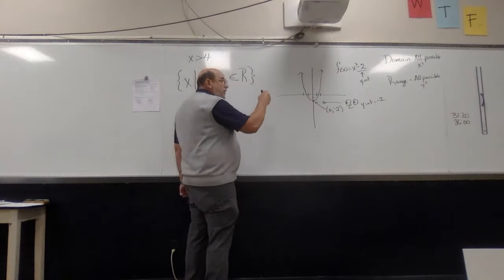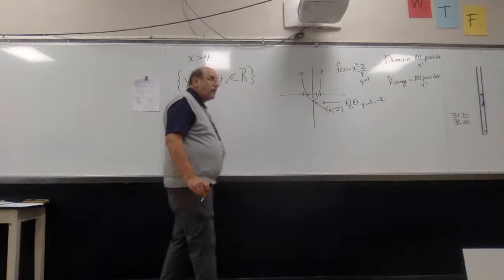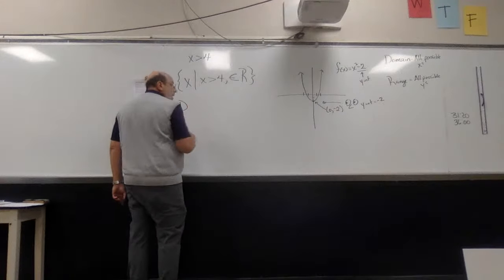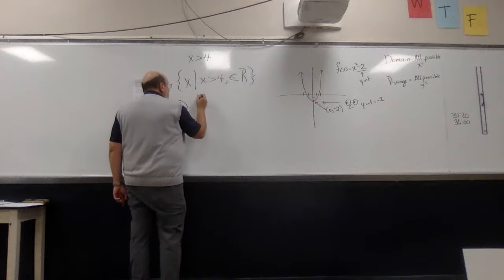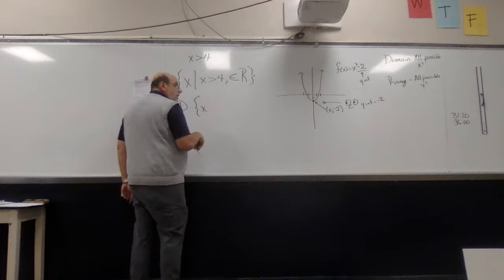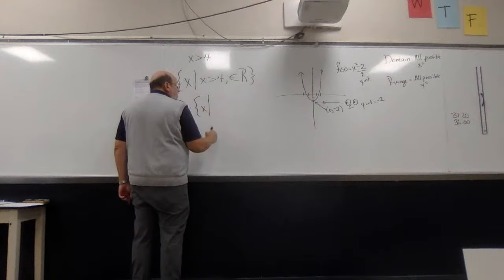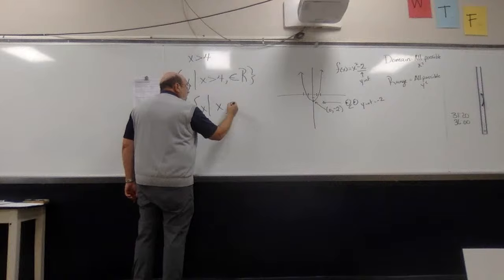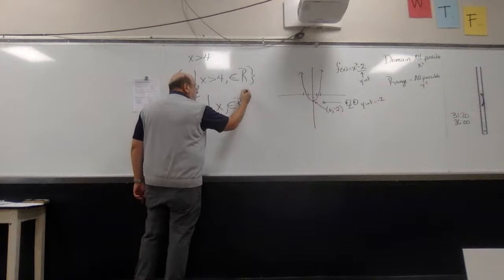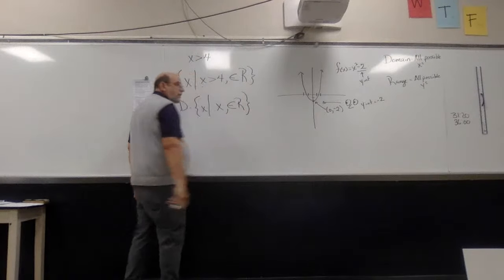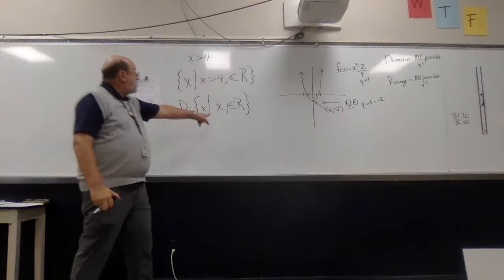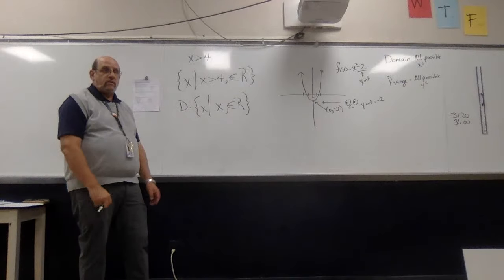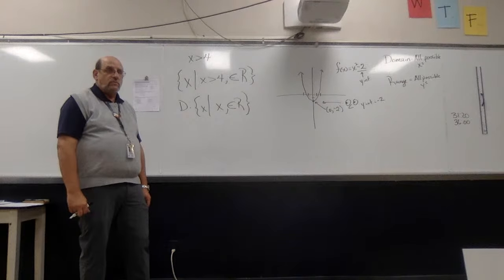So there are two ways to write it. There's set builder notation. So I would say my domain is the set of all x values such that x is an element of all the real numbers. That means everything I can put in. There are no parameters on this. Cool?